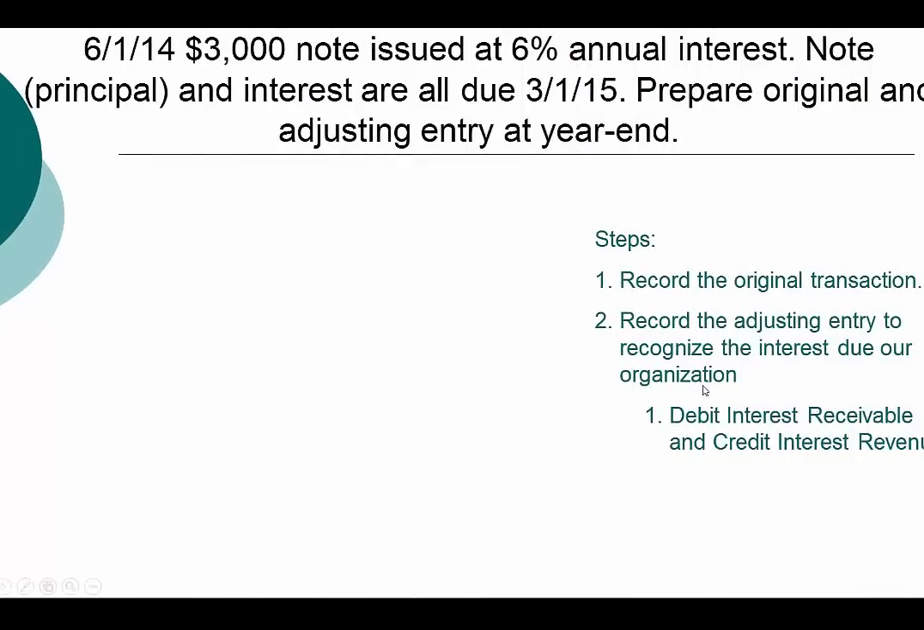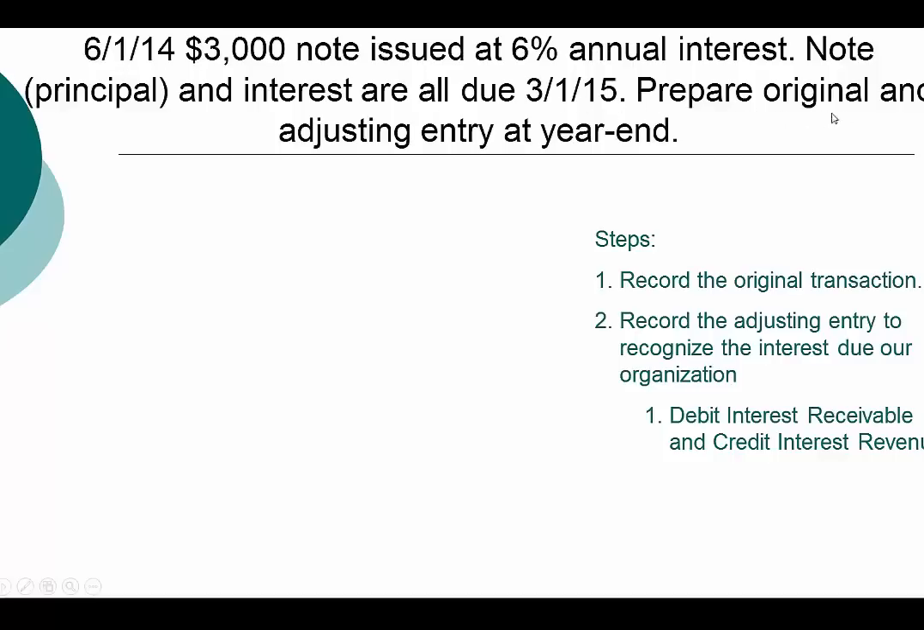So these will be the steps that we'll follow, but on 6/14, a $3,000 note was issued by us to another entity. We're going to be collecting 6% annual interest, and the note principal and interest are all due on 3/15. So remember, we've got to look at these dates. So 6/14, we have to include June if we get to the end of the year, not if, when we get to the end of the year.